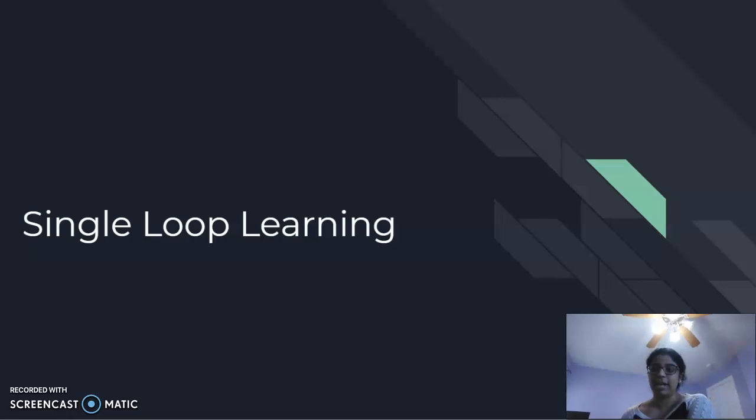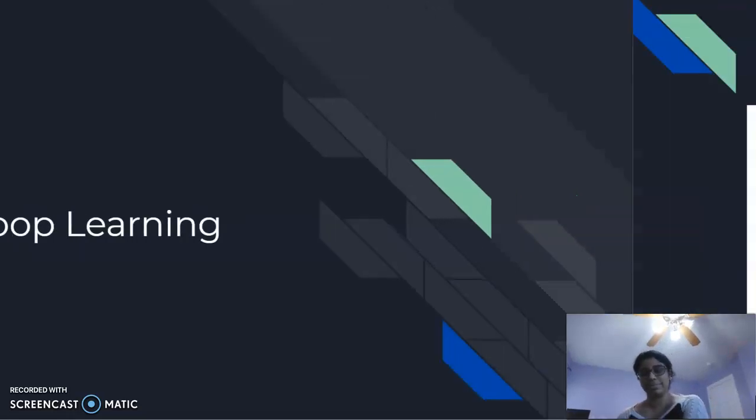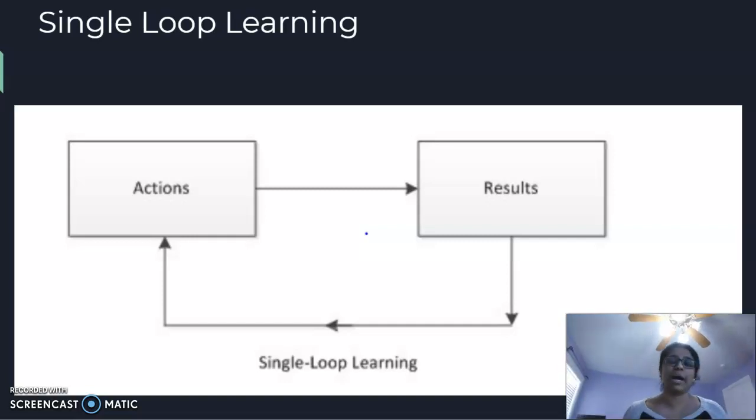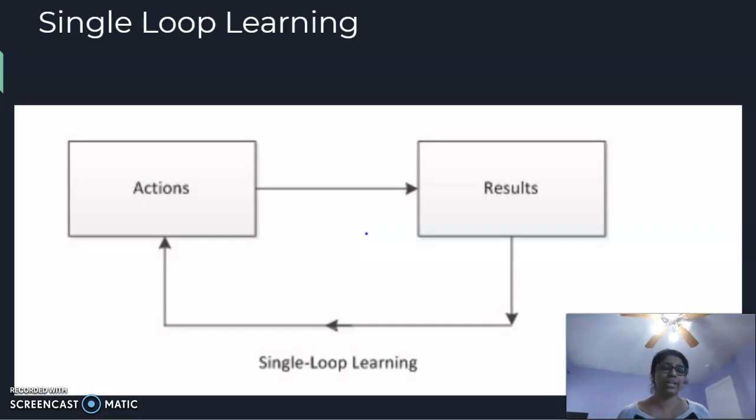Okay, so let's dive right into single loop learning. This is a diagram of what single loop learning looks like. In single loop learning, people, organizations, or groups modify their actions according to the difference between what they expect will happen and what actually happens. Basically, it's when something goes wrong or doesn't occur the way that we want, and then we think about how to quickly fix it versus thinking about the root issue.